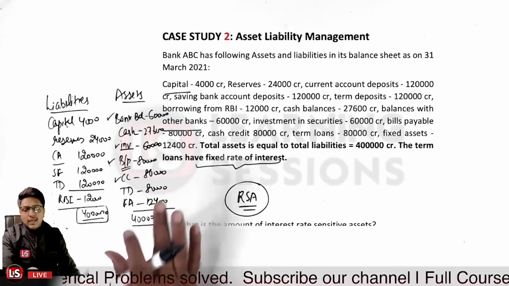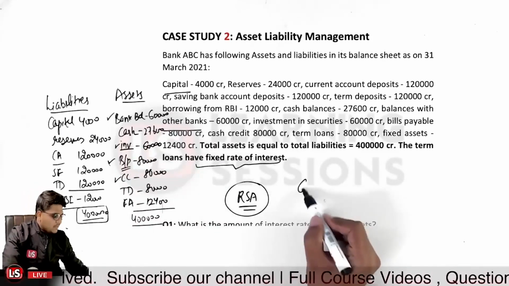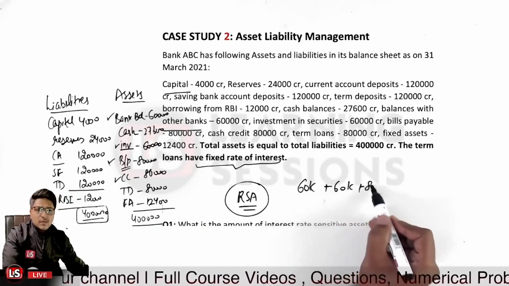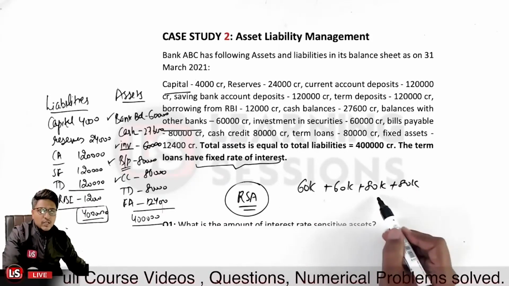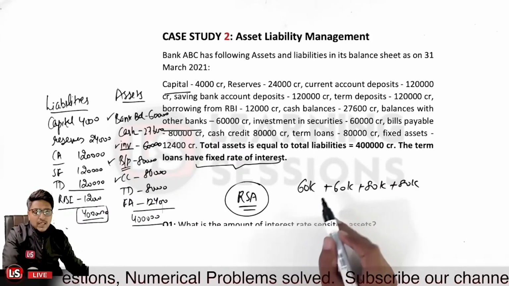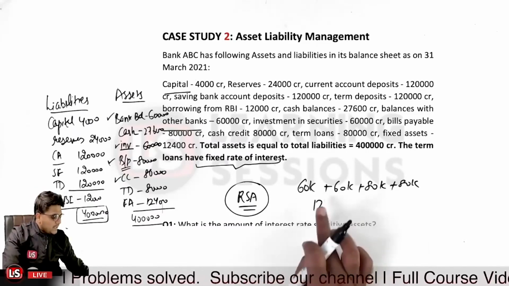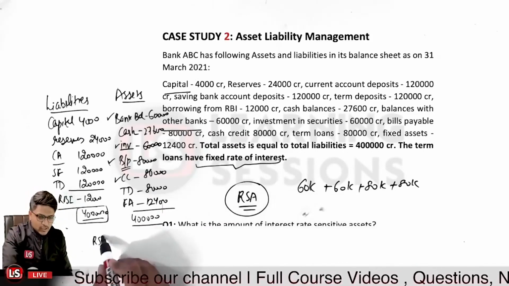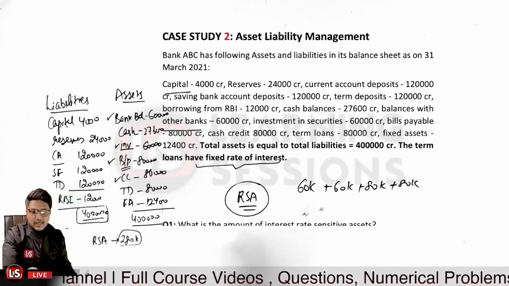Okay, so the only risk sensitive assets will be the bank deposits, that is the 60,000 component, plus the investments, that is again 60,000 component. Then the bills payable, that is an 80,000 component, and again the CC limit, that is an 80,000 component. So 80 plus 80 is 160, plus 60 is 220, and 60 more is 280. So it will be 2,80,000 crores. So I'm writing it over here: risk sensitive assets are 2,80,000 crores, 280k.